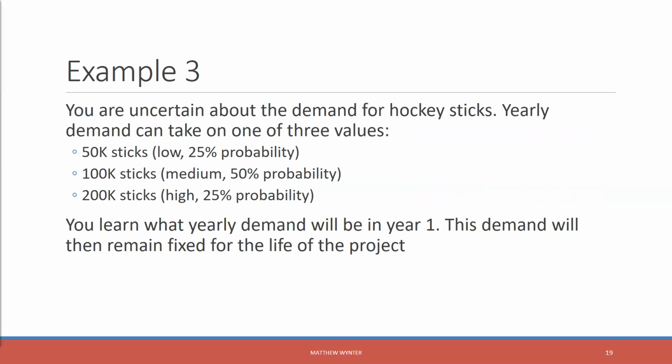We have 3 states of the world. We have one state of the world in which the demand for hockey sticks is low. So we're only going to be able to sell 50,000 hockey sticks with a probability of 25%. We have a medium state of the world where we sell 100,000 hockey sticks. That's going to occur with a probability of 50%. We have a high state of the world where the demand is high, and we sell 200,000 hockey sticks with a probability of 25%. You'll learn what the yearly demand will be in year 1, and this demand will remain fixed for the life of the project.